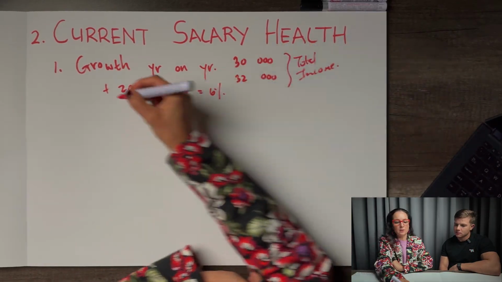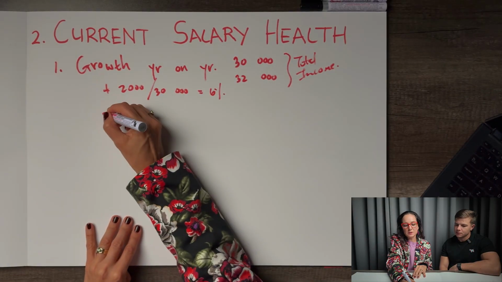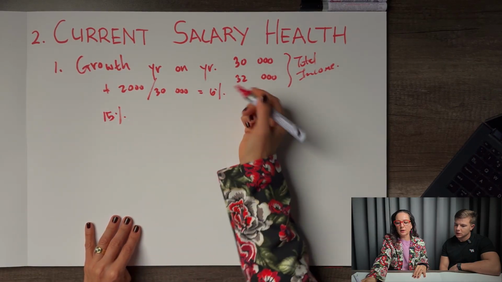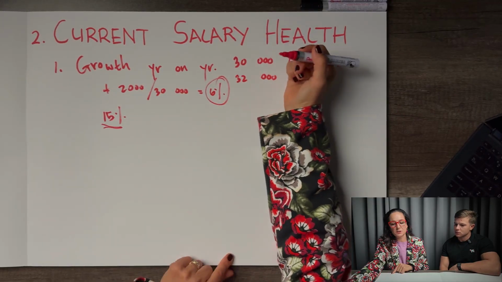Now, what you then need to ask yourself is, what was my goal for the business in my budget? Let's say the business aimed for 15% growth. Then this person is performing under what the business wants to grow. So that's the first thing we look at.